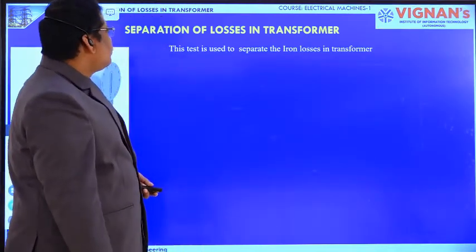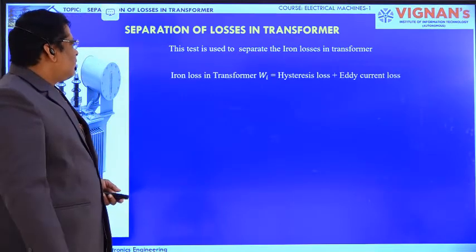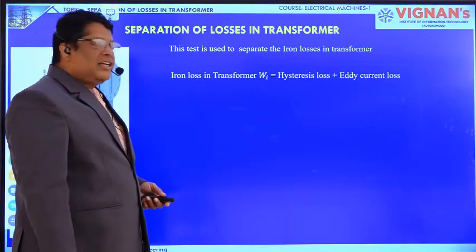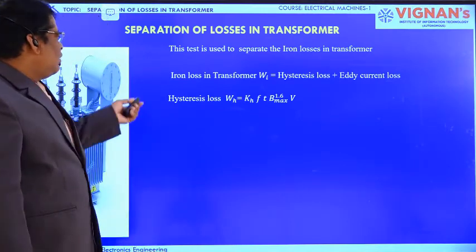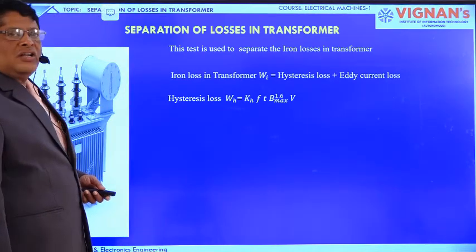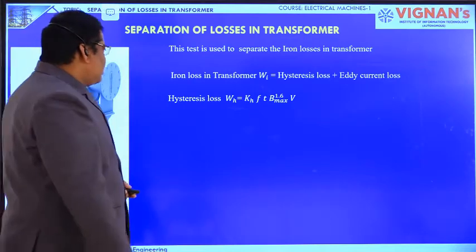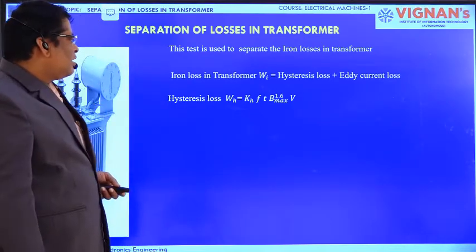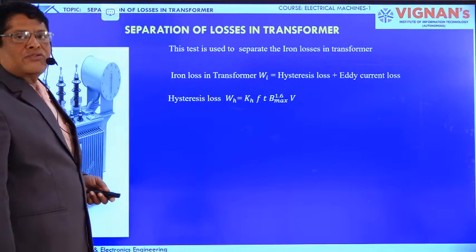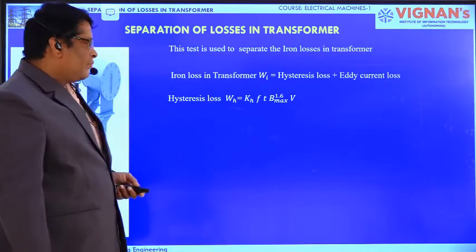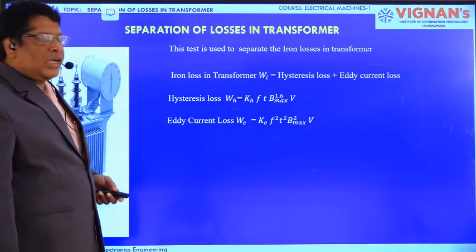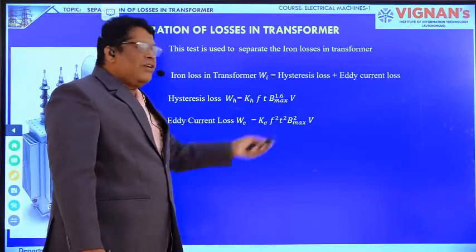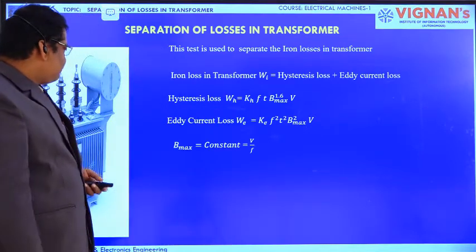This test is used to separate the iron losses in a transformer. Iron loss in a transformer Wi equals hysteresis loss plus eddy current loss. Already we know the expression for the hysteresis loss. The hysteresis loss that we represented with W suffix H is equal to KH into F into T into B maximum 1.6 V. Eddy current loss WE equals KE into F square T square B maximum square V. Already we have seen all these expressions.